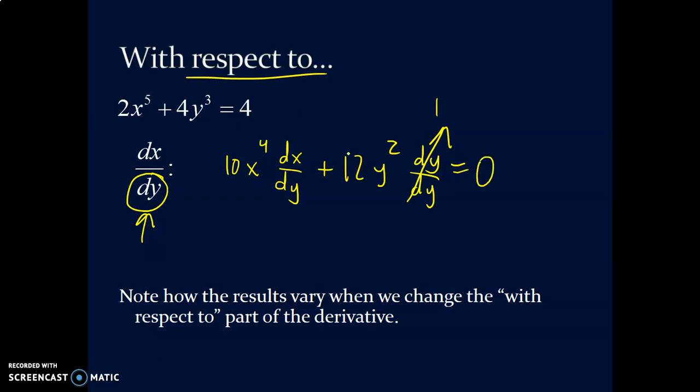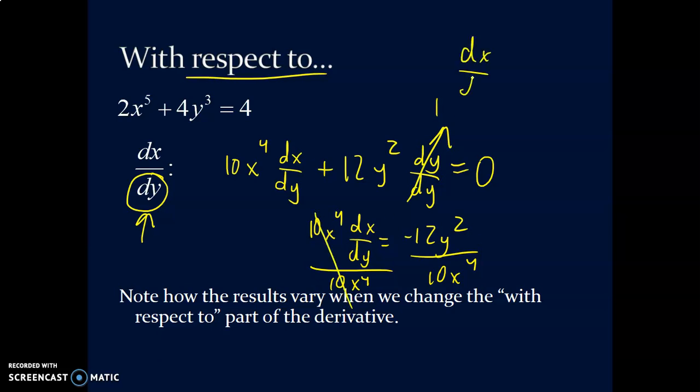Now I'd have 10x to the fourth dx/dy plus 12y squared equals 0. This time I'm trying to solve for dx/dy. So I'm going to subtract the 12y squared over. So 10x to the fourth dx/dy equals negative 12y squared. And then I'm going to divide both sides by 10x to the fourth. So my dx/dy term, again, I'm going to reduce this. I'd have negative 6 over 5 y squared over x to the fourth. Notice that again, my term for the slope has both x and y in it. And this would be the rate of change of x with respect to y.